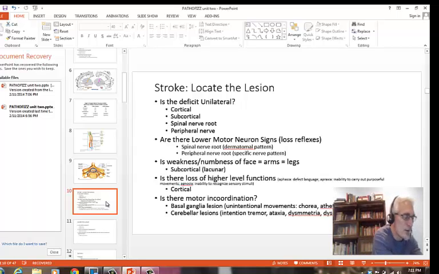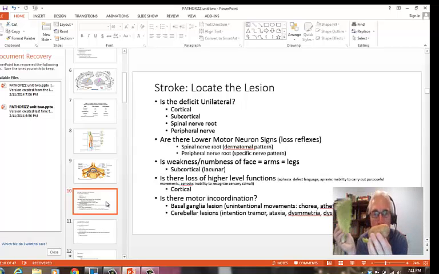Then the lesion has to be in the subcortical area. It can't be in the cortex. We saw the motor homunculus. There's no way. You'd have to tear out all of the anterior cerebral and middle cerebral artery area. So something that has face and arm and leg equal has to be a small lesion deep in the subcortical area. We call them lacunar strokes.